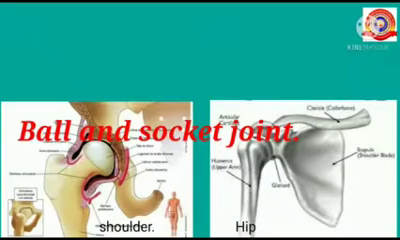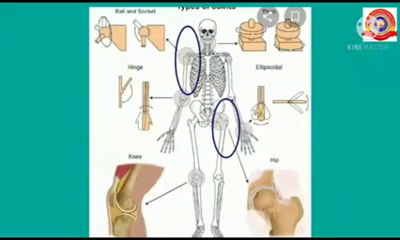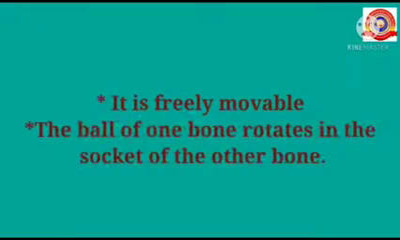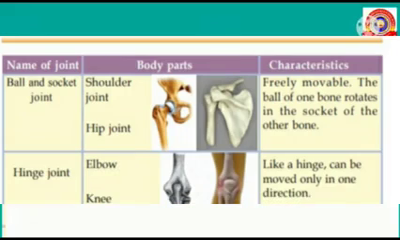First one is ball and socket joint. It is seen in shoulder and hip. It is freely movable. The ball of one bone rotates in the socket of the other bone. So what is the characteristics of a ball and socket joint? Yes, it is freely movable. The ball of one bone rotates in the socket of the other bone.